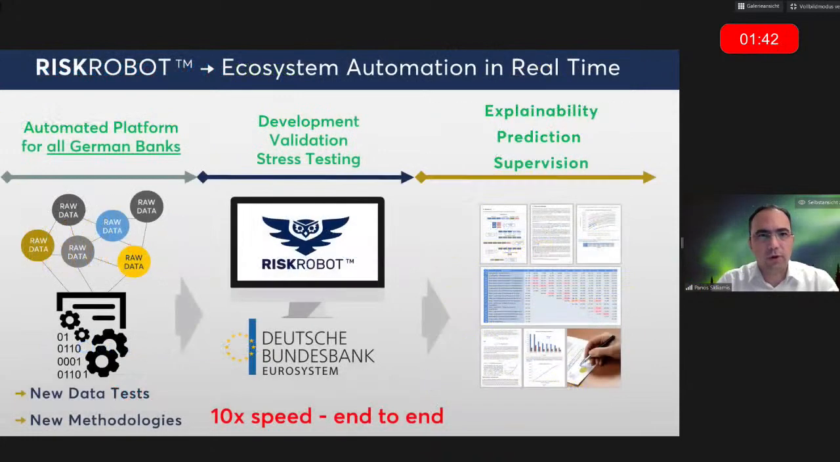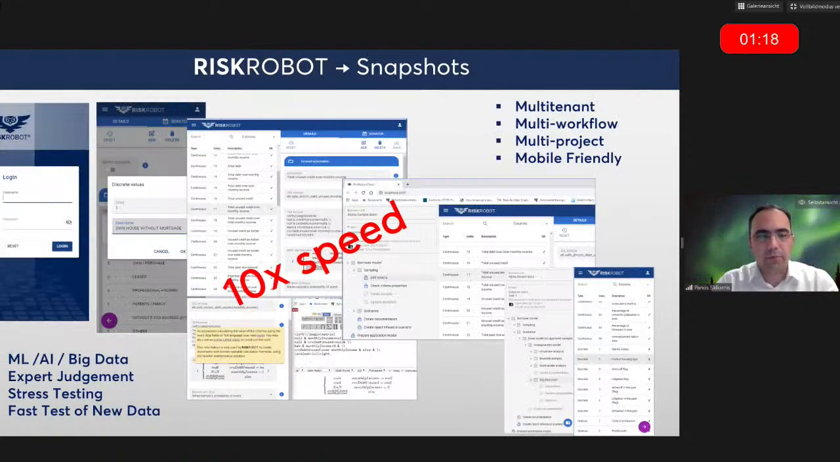We would also like to present an ecosystem approach that we think will help the German banking sector specifically, since you are supervising it, where you can collect all the data from the banks in real time. You can redevelop the models in real time, and you can have supervision in real time. This is more than 10x the speed of what's happening today. This is a platform with a unique approach. It can digest data, as I said, from any resources, internal or external. We're talking about credit or economic models, and it's an easy way to have fast stress testing or a fast back test on new data.